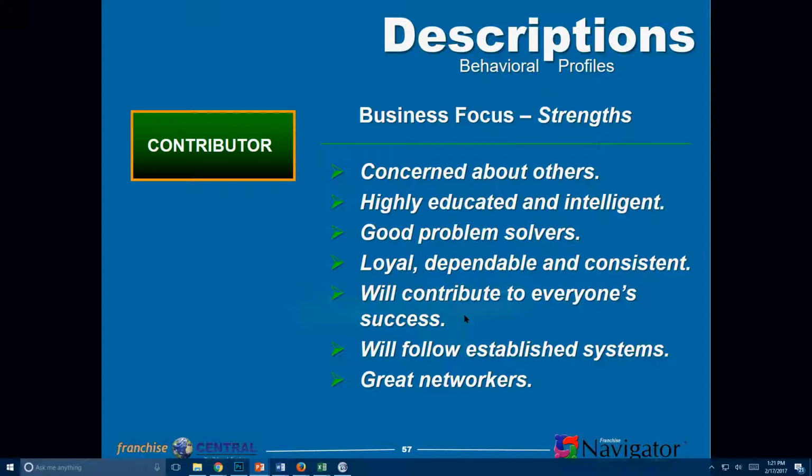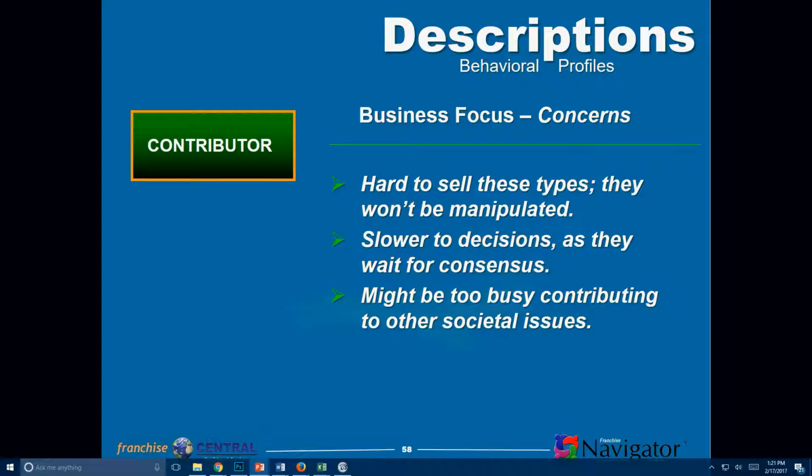They're also very good networkers, but they're hard to sell. They won't be manipulated, and from a decision-making process, they're very slow, and the reason being is they have to make decisions based on consensus. So the accomplisher is going to make decisions based on both the brain and the heart. The influencer is going to make decisions based on the heart very quickly. Very fast decision makers, way too fast.